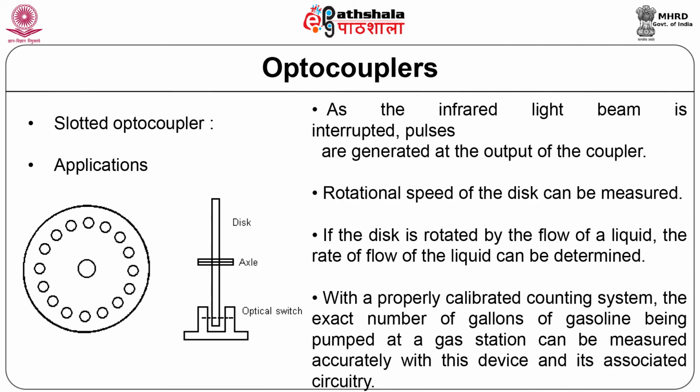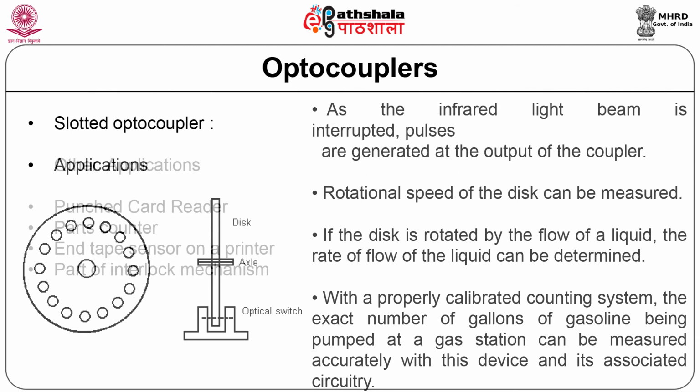As the infrared light beam is interrupted, pulses are generated at the output of the coupler, and the rotational speed of the disc can be measured and motor speed control can be achieved. If the disc is rotated by the flow of liquid, the rate of flow of liquid can be determined. With a properly calibrated counting system, the exact number of gallons of gasoline being pumped at the gas station can be measured accurately with this device and its associated circuitry.